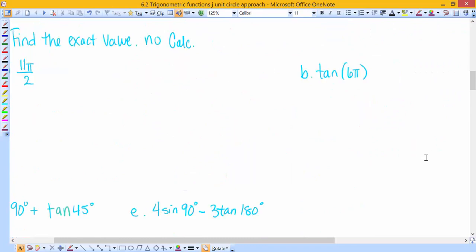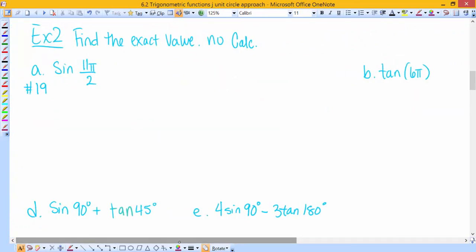Example 2. Finding the exact value without using your calculator. This is so important, you guys. If you are taking a quiz, you're taking a test, and it says find the exact value, your answer will never be a decimal. On a quiz, if you give me a decimal answer when it is supposed to be a fraction, I'm not going to give you credit because you let the calculator do all the work for you.